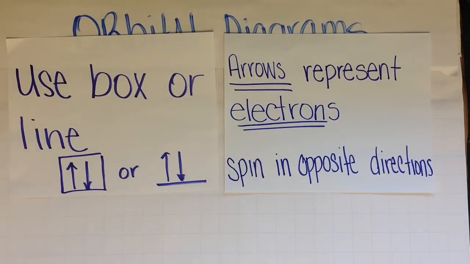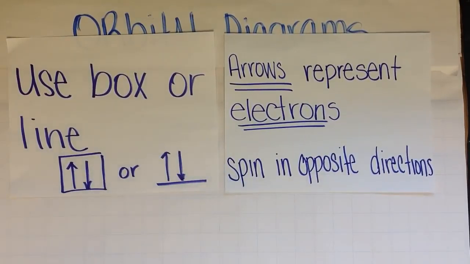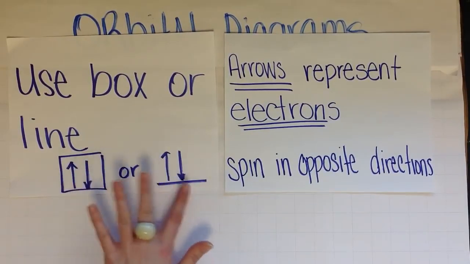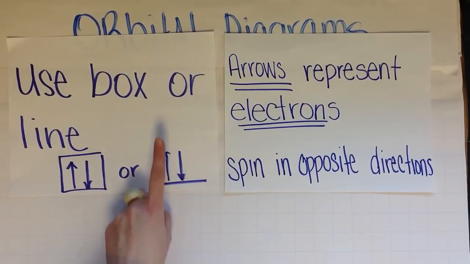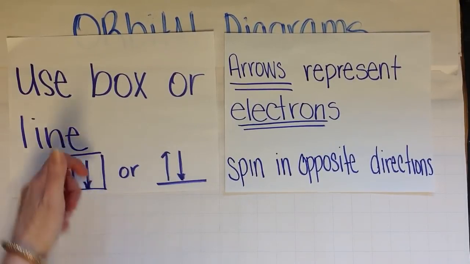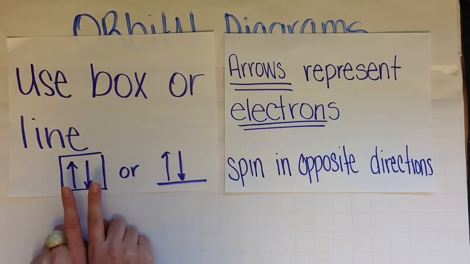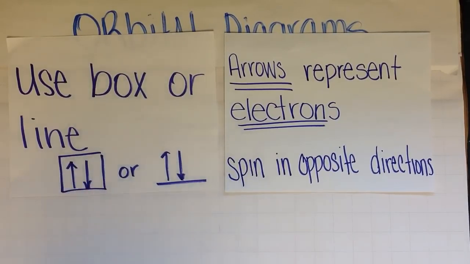And arrows represent the electrons. And what we like to say is the electrons are spinning. Now this is very important. The electrons must spin in opposite directions. So whenever there are 2 electrons in one orbital, 2 electrons in one box, or 2 electrons on one line, either way is acceptable, one electron has to spin up and the other one has to spin down, seen by one arrow pointing up and one arrow pointing down. You can never have 2 arrows pointing in the same direction per orbital.